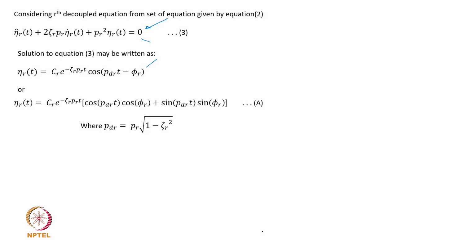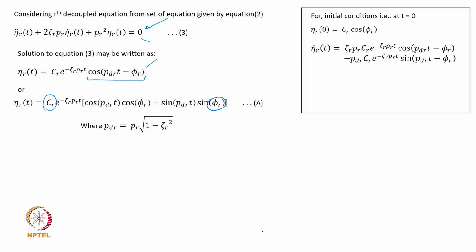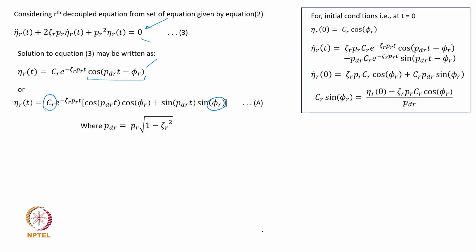And this can also be written in a separate way by expanding this. You can see that it is given by this expression. What we are now supposed to figure out is how to get these two unknown constants, the constant CR and the phase phi r. Now, if you put the initial conditions at t is equal to 0, eta r naught and eta r dot naught, quite similar to our undamped case, they can be shown as you can see here. We will not get into the details.